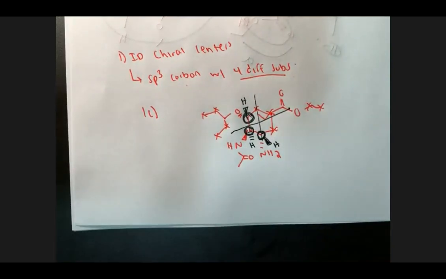So it's pretty easy to identify them. It's just looking for sp3 centers, and each one of those substituents has to be different. So you basically look for the complicated things. Look for the complicated functional groups in there. That's a big hint. Let's do one more example.